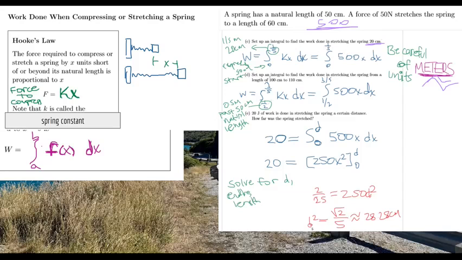Now we're trying to do it from 100 centimeters to 110. Once again, I just convert that to meters, and it would end up being 0.5 and 0.6, or 1/2 and 3/5.